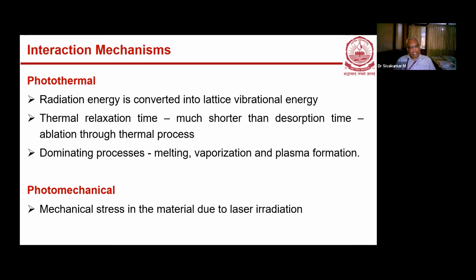And then photomechanical. Suppose once the material is melted, then what will happen? These photons having high energy will have high pressure, so that the molten material can be expelled from the irradiated area.